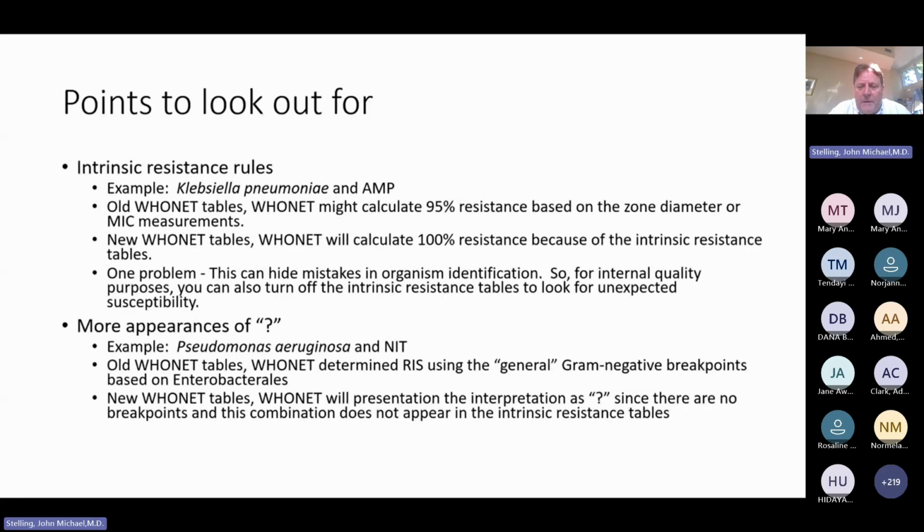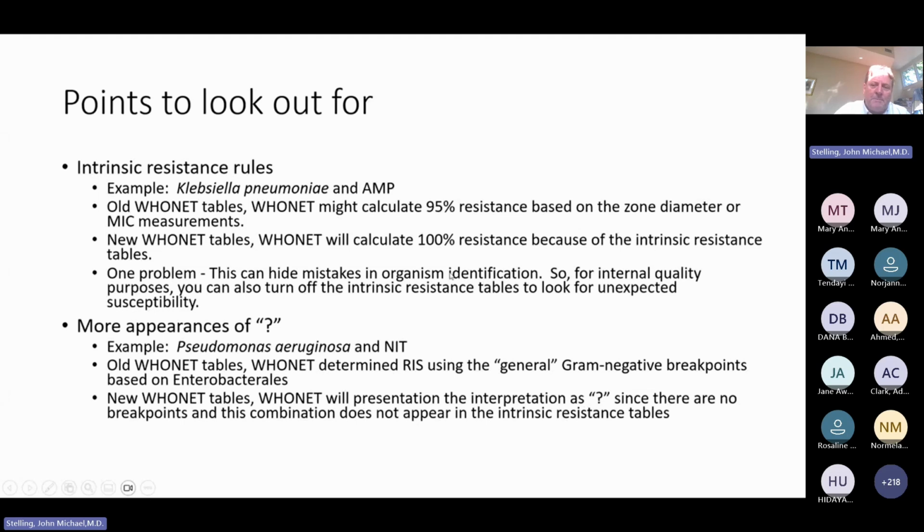Points to look out for. I want to move on to WHONET, so I don't want to spend much time on this. As I said, according to the old tables, WHO might tell you that 95% are ampicillin resistant. With the new tables, it's going to say 100% because it's automatic. The problem with the automatic application of intrinsic resistance is you can hide mistakes with identification.